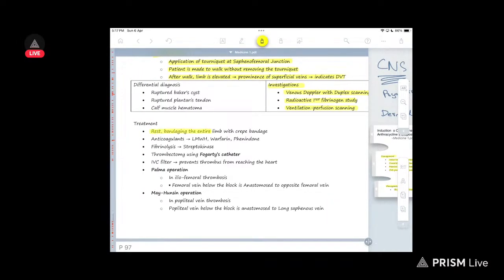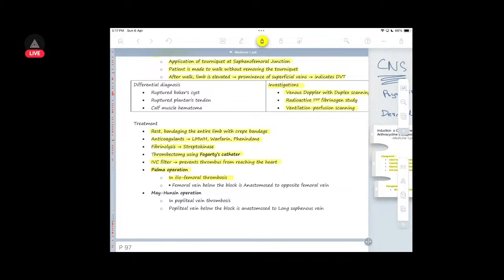Treatment: you have crepe bandaging of the entire limb. Anticoagulants you provide, which are low molecular weight heparin, warfarin, and phenindione. Fibrinolysis, which is streptokinase, and you can do thrombectomy using Fogarty's catheter. Inferior vena cava filter also you can provide, which prevents thrombus from reaching the heart, and Palma operation.